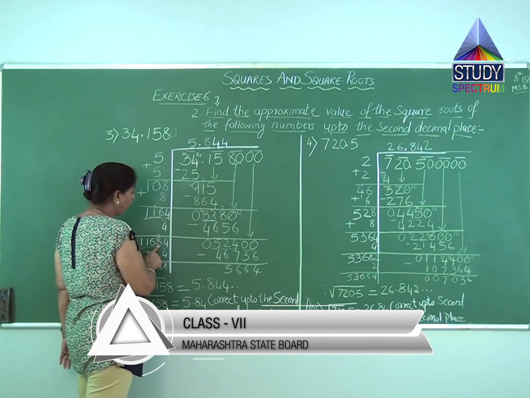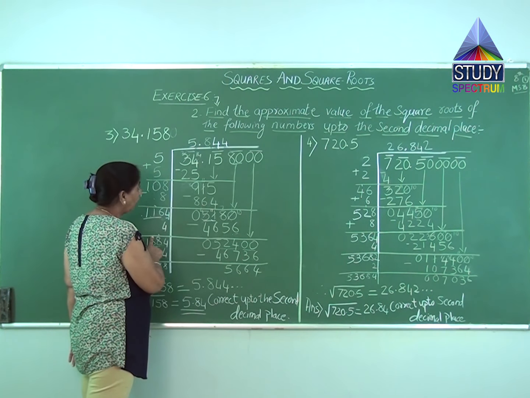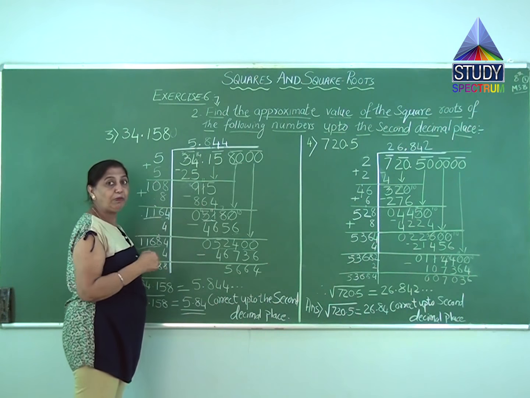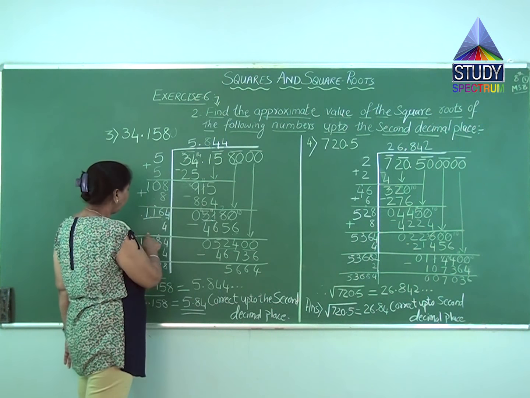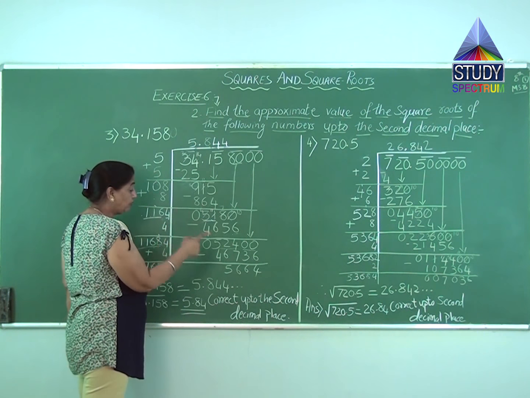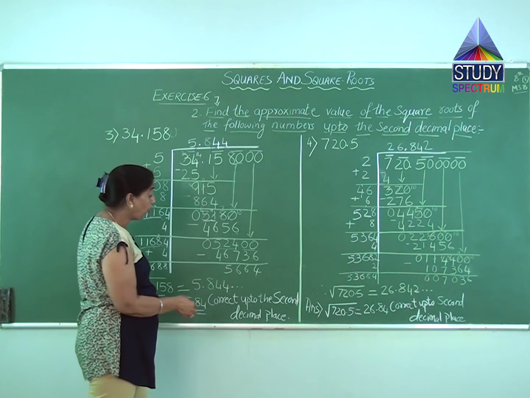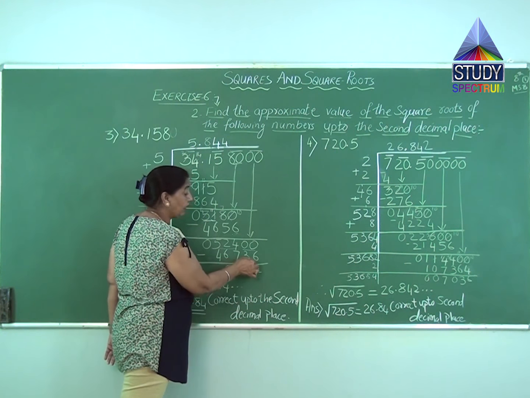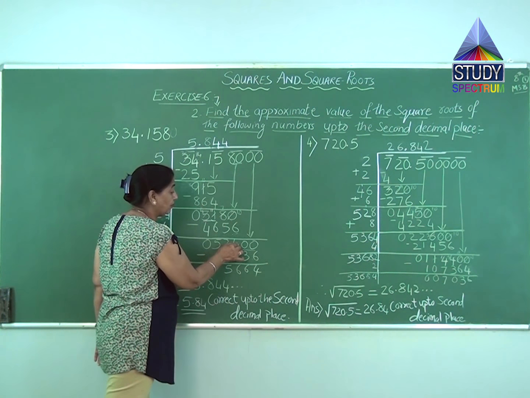4 into 8, 32 plus 1, 33, 3 carry. 4 into 6, 24 plus 3 gives me 27, 2 carry. Then 4 into 1, that is 4, plus 2, 6, and 4 ones are 4. So now what number you got? 46,736. This I have to subtract from this.